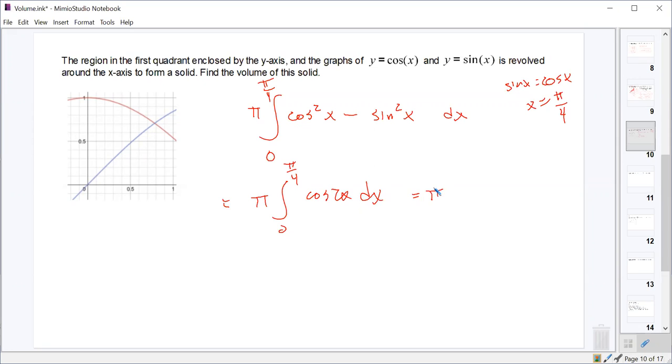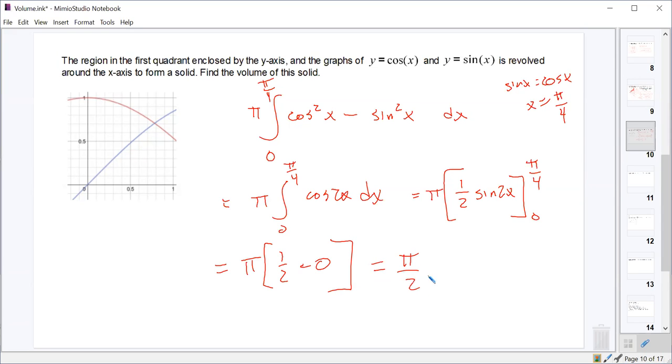And so what is that integral? What's the integral of cosine 2x? One half sine 2x, from 0 to pi over 4. We've got pi times, and then what's the sine of pi over 2? The sine of pi over 2 is just 1, so one half. And then minus what? Minus 0, right? And so you get pi over 2 units cubed.